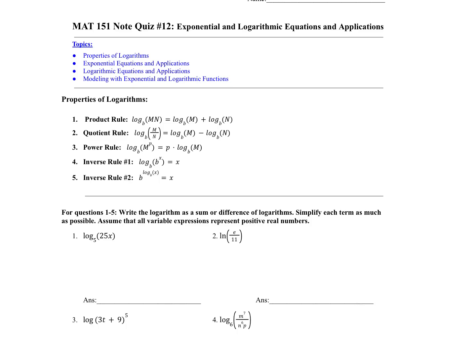Hello and welcome to Note Quiz number 12, which is all about exponential and logarithmic equations and applications. Before we get into those, what we want to do first is talk about some of the properties of logarithms. If you remember, logarithms are the inverse functions of the exponential functions, so it's kind of safe to think about logarithms as exponents. In other words, they follow the rules of exponents. So we'll put that over here in quotes.